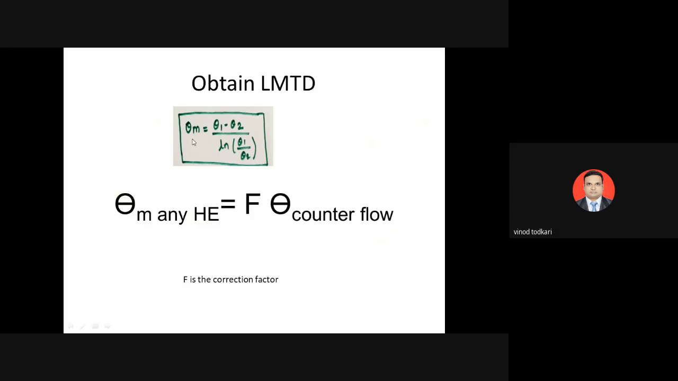So how can we calculate theta m? Simply by knowing the values of theta 1 and theta 2, we can calculate theta m. What is the formula for theta m? The formula for theta m is theta 1 minus theta 2 divided by ln of theta 1 upon theta 2. I believe it is clear to you.